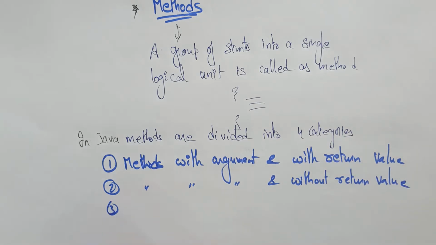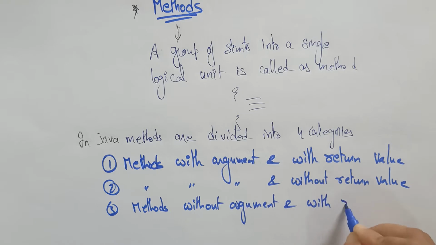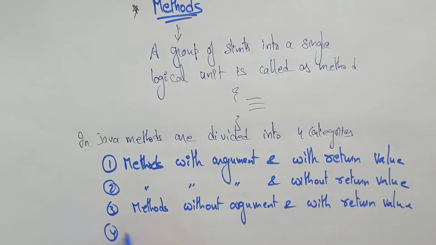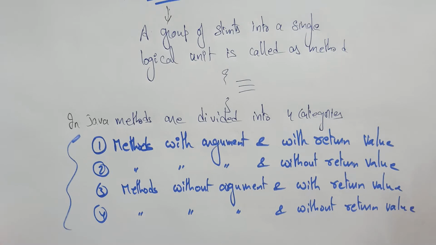And next, methods without arguments. A method does not consist of arguments, but it has a return value. And the last one is methods without arguments and without return value. There is no argument and there is no return value. So these are the 4 categories of Java methods that we will use in the Java programming language.